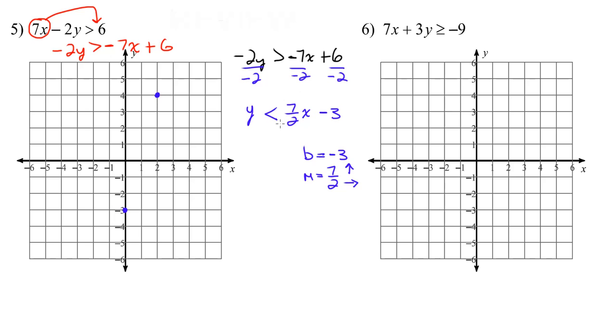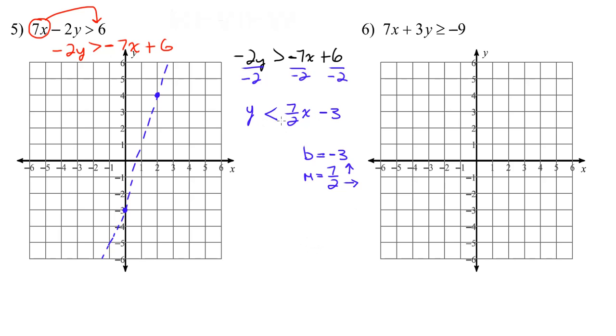And this has no or equal to, so I'm going to have to freehand this dotted line because I do not have a dashed line tool on this program. That came out bad, but you get the idea.